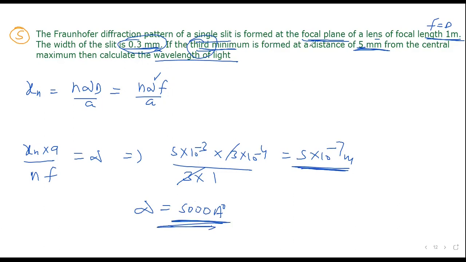Okay, so do not get confused. If the focal length is given instead of the screen distance, then D is equal to simply f. In all formulas you can do this. Okay, so this is all about diffraction.